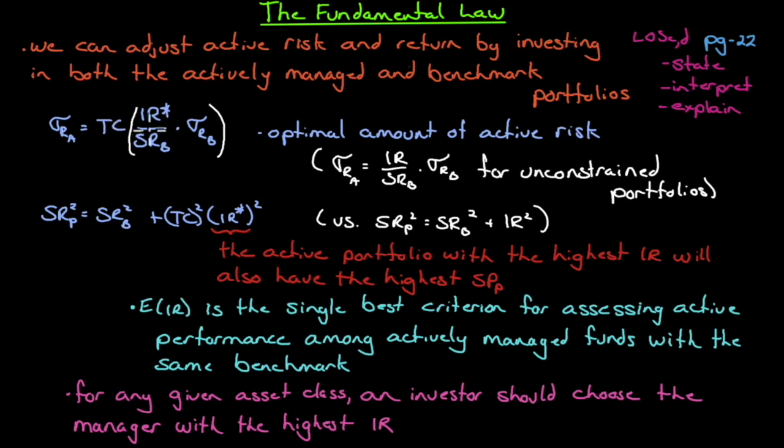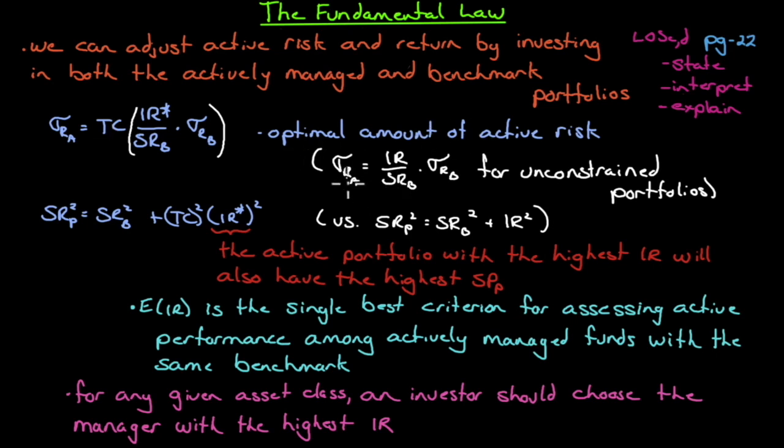We have some rules that you have to follow here, and it'll dial back anything less than 1. As soon as you introduce any constraints, if this transfer coefficient drops anything below 1, the amount of allowable active risk that you can take on clearly drops. So that's the optimal amount of active risk.